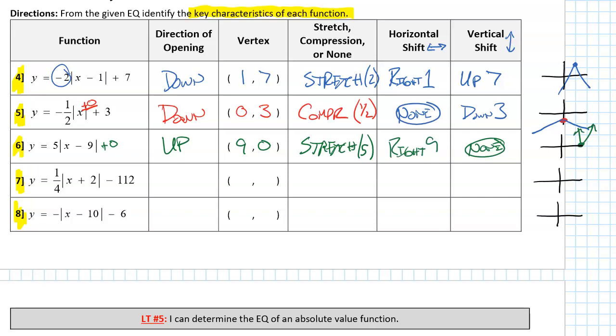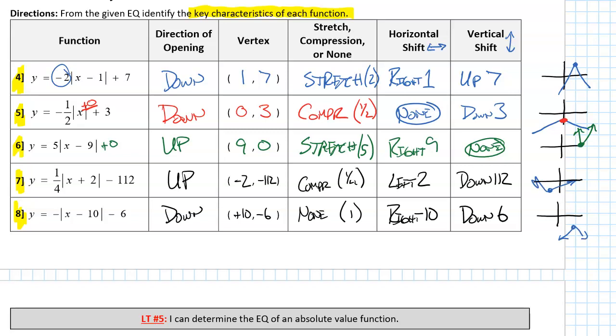Now the last two, here are the values filled in, following the patterns we saw before.